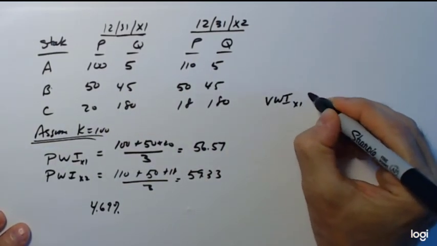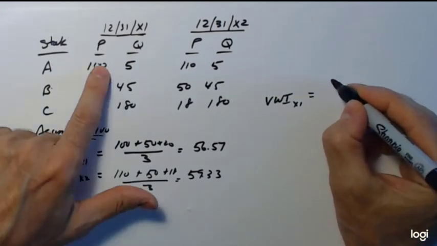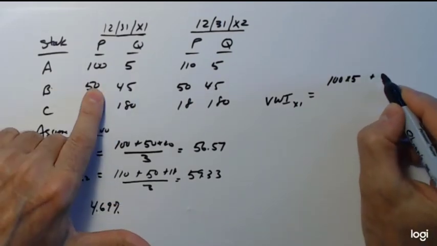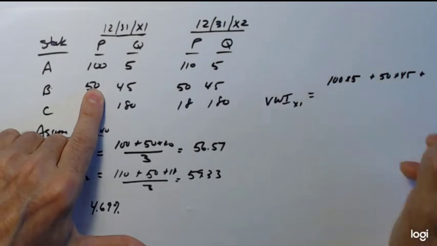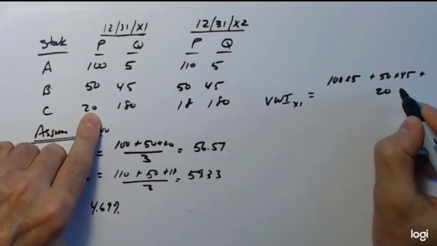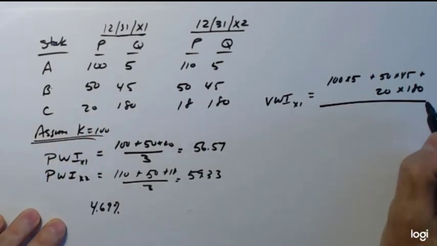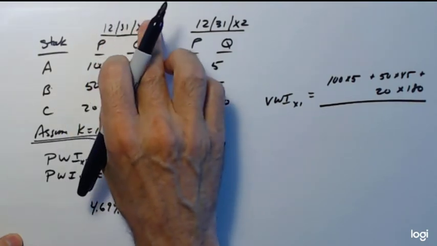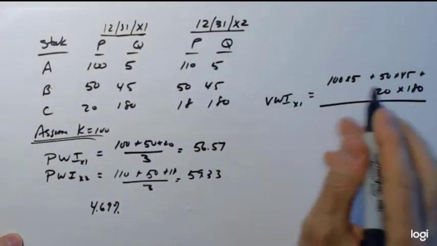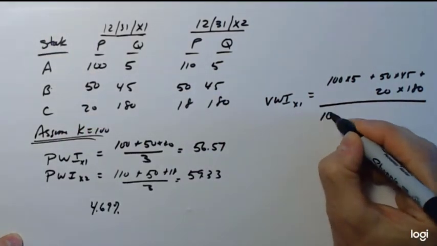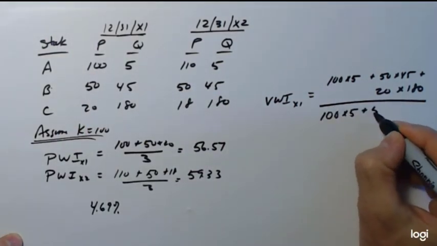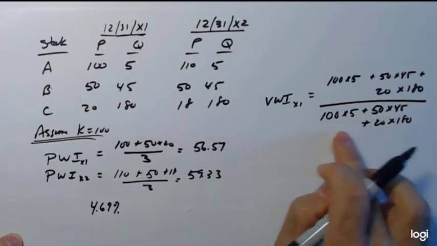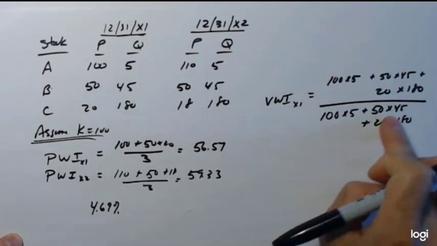for X1. And that's going to be 100 times 5 plus 50 times 45 plus 20 times 180 divided by, what are we going to divide it by? The same thing, because we're going to assume we're starting the index in year X1. So we don't have any other information. We don't have any information prior to this. So we're going to start the index at X1. And so it turns out the base period is the same. It's the same numbers. So this is equal to 1.